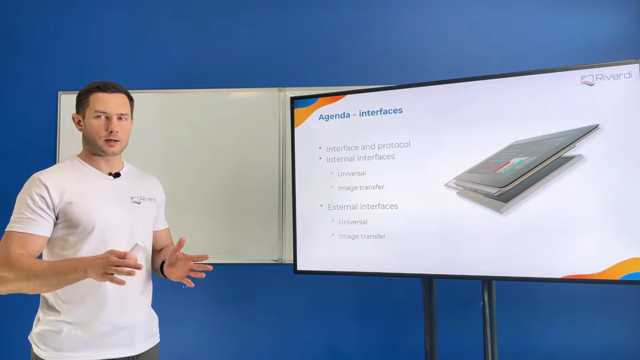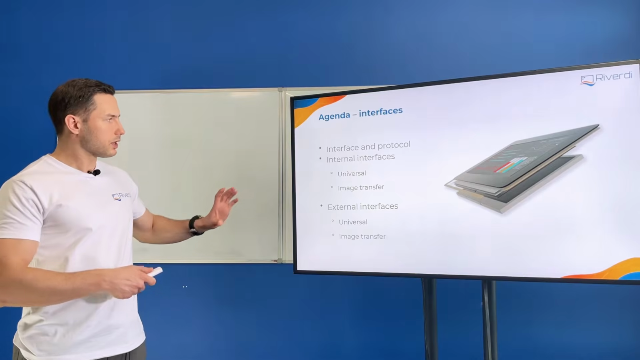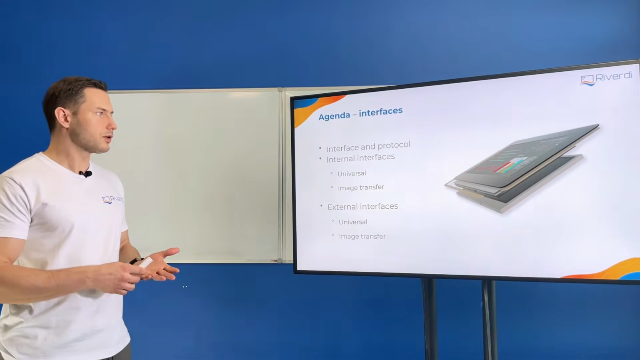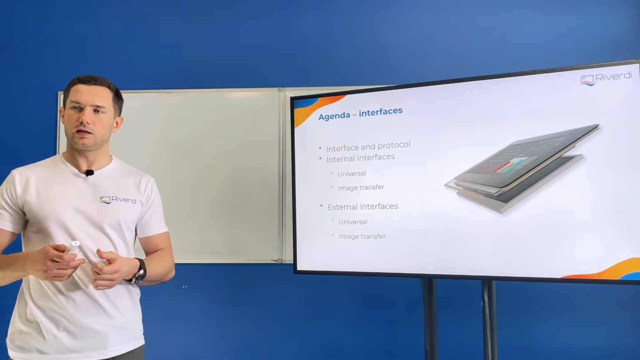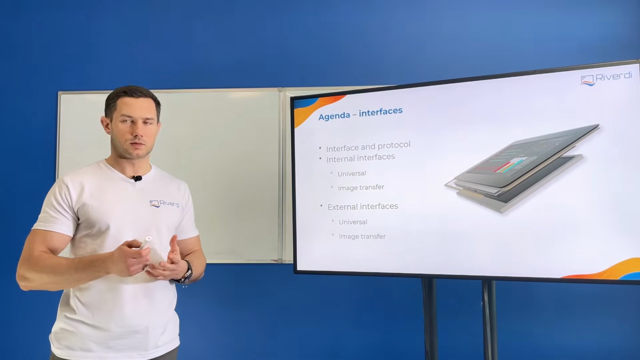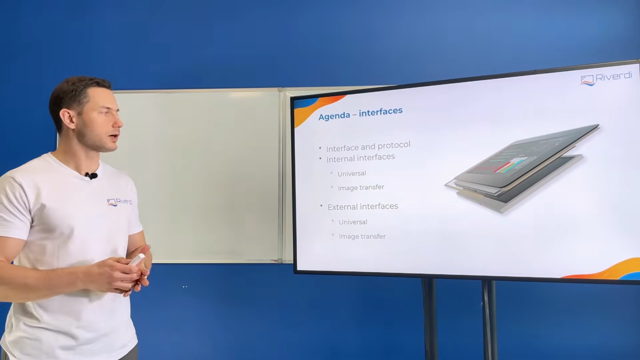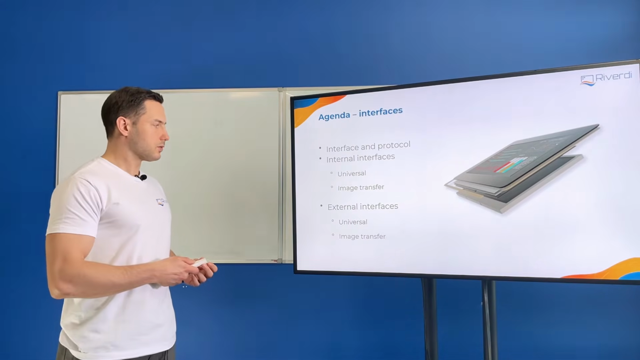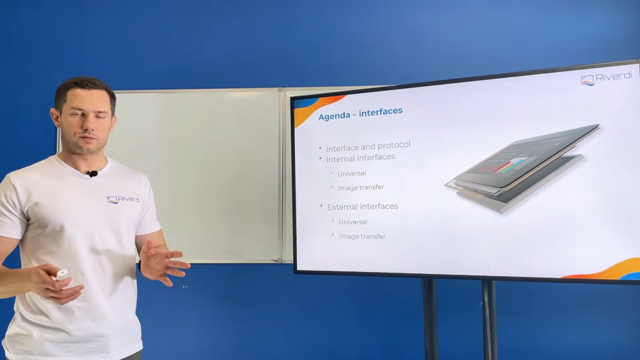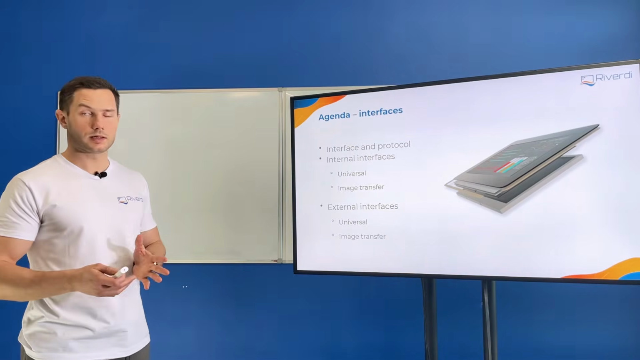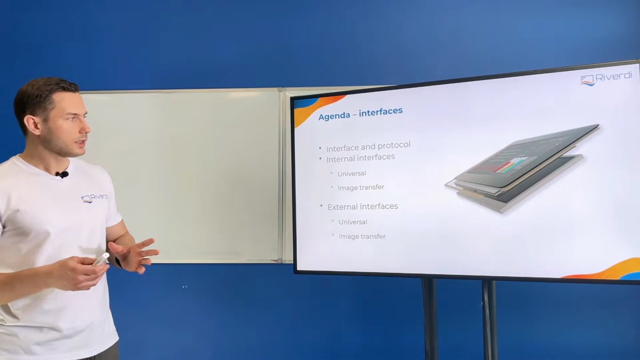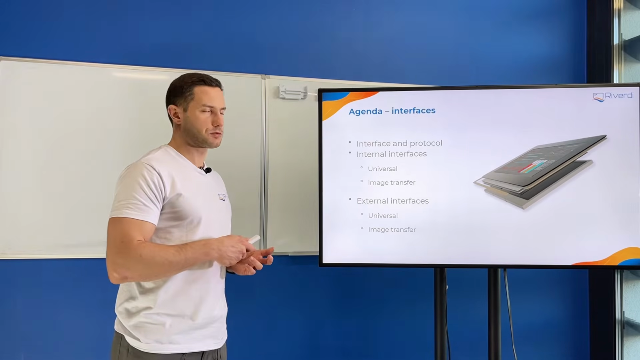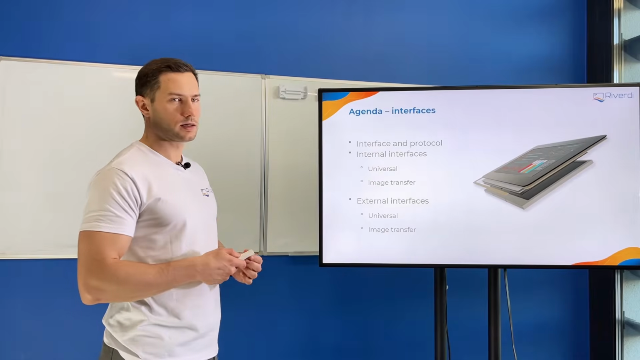So first, let's say the division of the interfaces: we will have internal and external. Internal means we use them inside the device, so they are usually embedded interfaces that we don't see and don't have access to as a user of the device. And we have external interfaces when we connect devices with each other with a cable. Once we have these internal and external interfaces defined, we will see that inside both categories we have universal interfaces and image transfer interfaces.